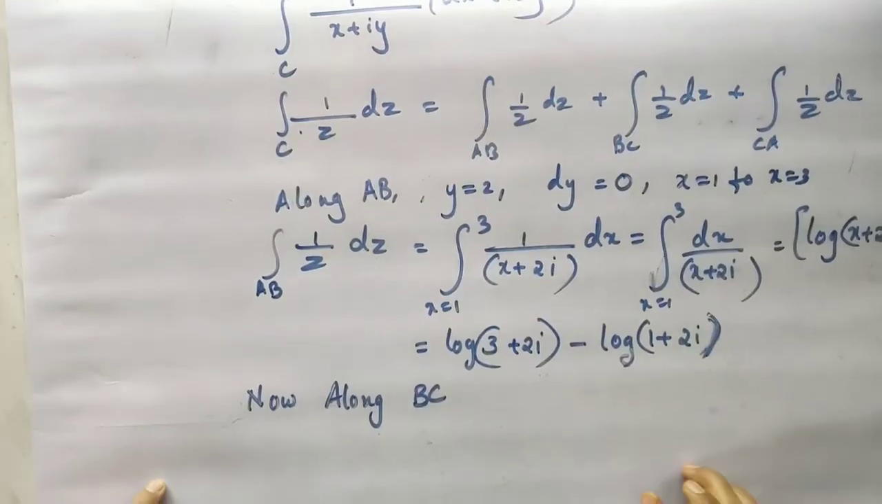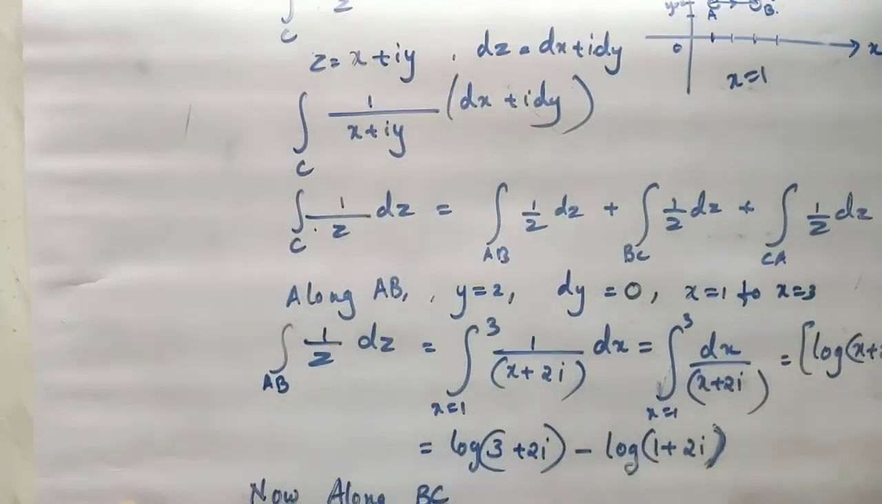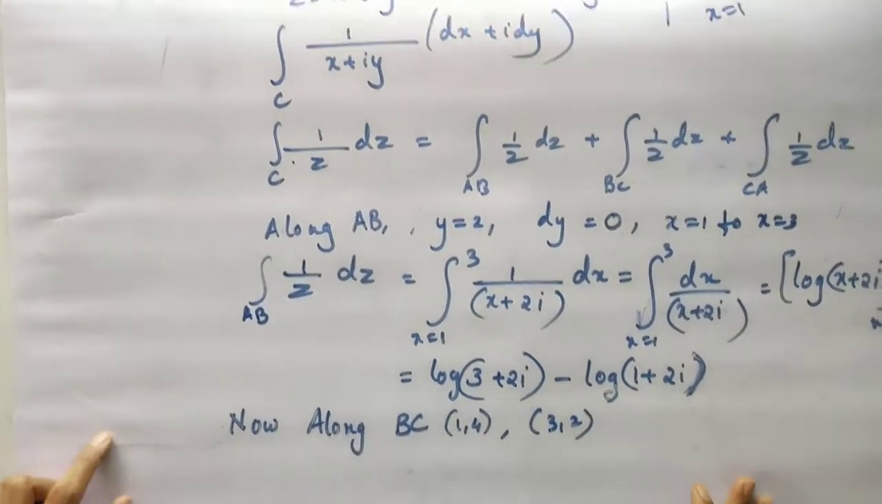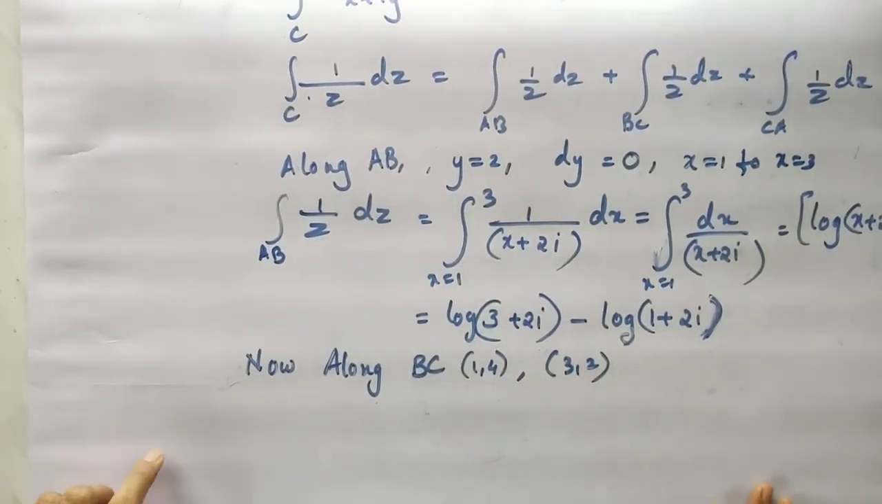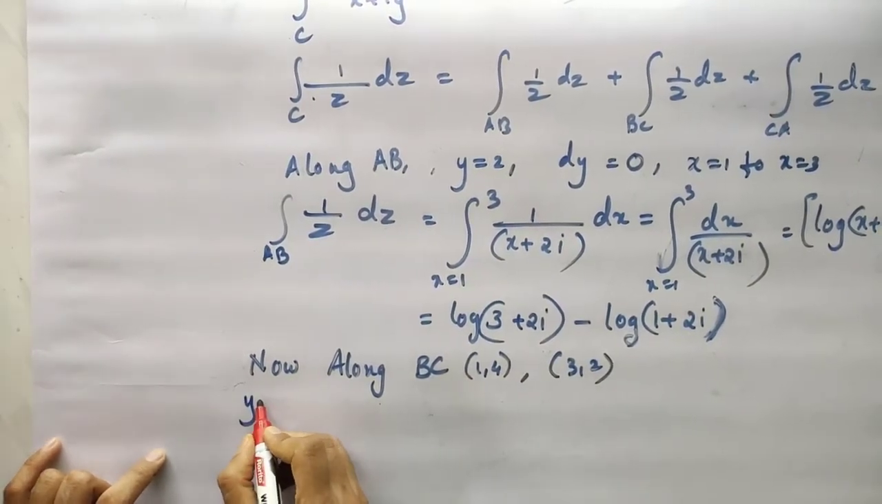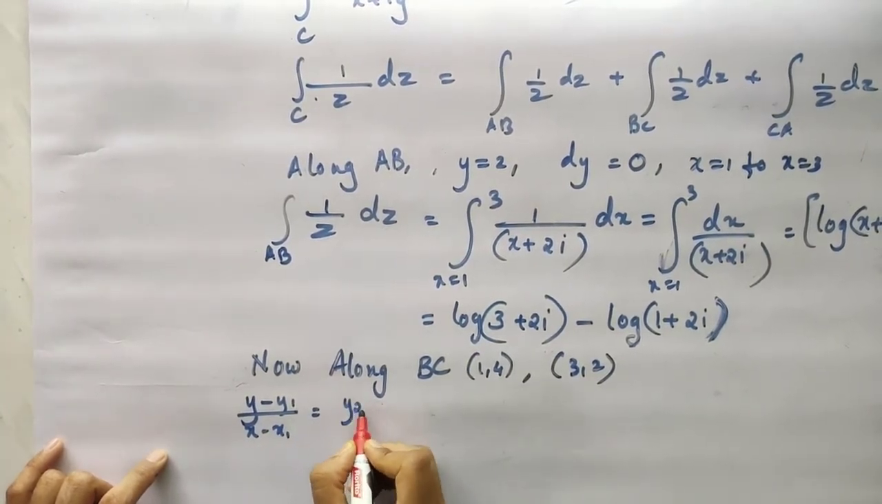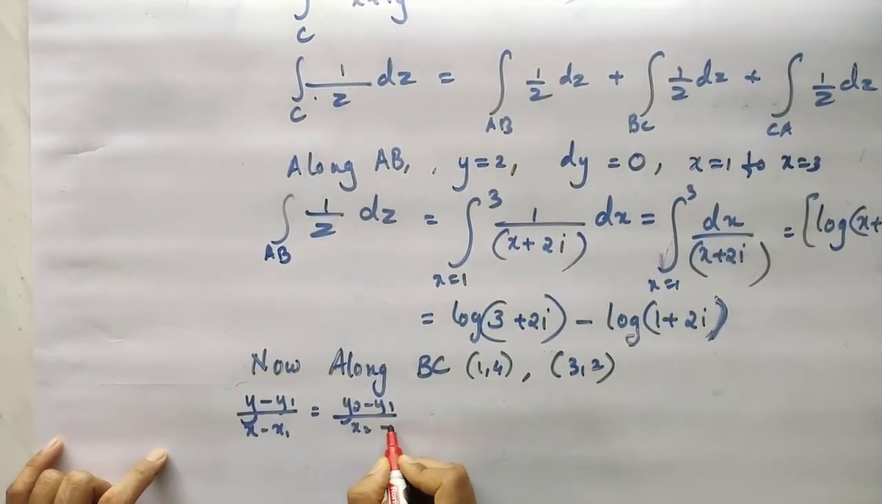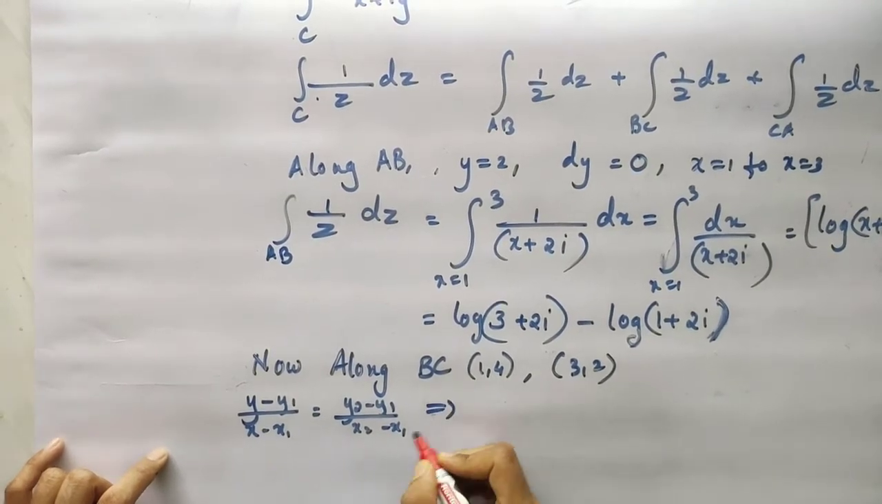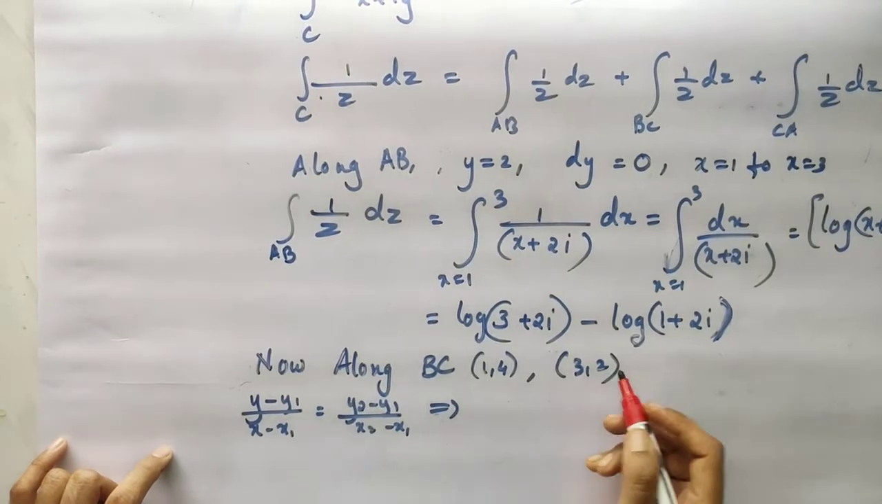Next, BC, since it is a line segment joining the points (1, 4) and (3, 2). First we have to find the equation of the line connecting these points. For the equation of a line through two points, you have the formula: y minus y1 divided by x minus x1 is equal to y2 minus y1 divided by x2 minus x1, if you remember that.